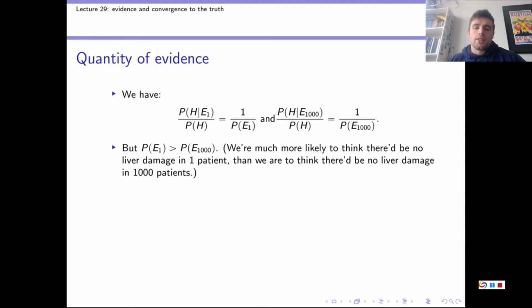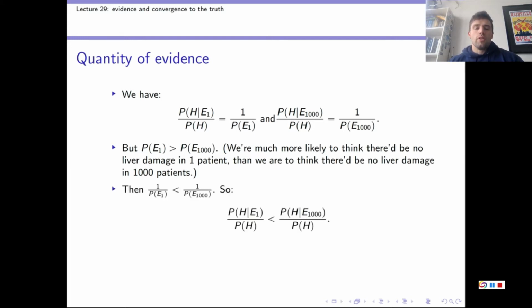And finally, we notice that prior to testing the drug, perhaps when we're unsure about how safe it is, the probability that one patient escapes liver damage is higher than the probability that 1,000 patients escape liver damage. We might think that the more people we test it on, the more likely it is that at least one of them is going to experience some kind of nasty liver-related side effects. So all this is to say that the probability of E1 is greater than the probability of E1000. But then, whatever our prior probabilities on E1 and E1000 are, 1 over the probability of E1 is less than 1 over the probability of E1000.